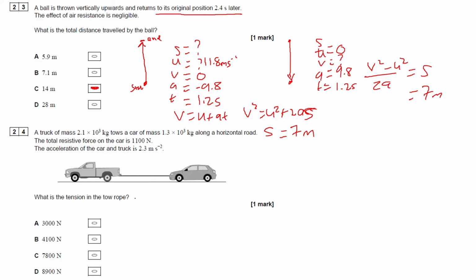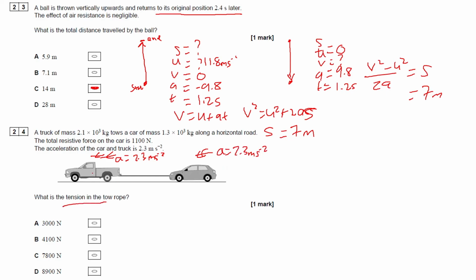Question 24 would require us to look at net forces on two objects. So we do have two objects, so we have to think about a free body force diagram on the objects on their own. And I'm only really interested in the horizontal direction. I know both of these, the car and the trailer, so the truck and the car, will have an acceleration of 2.3 meters per second squared. Because they're connected, they're joined, they have the same acceleration. And it's asking us to work out the tension in the tow rope.